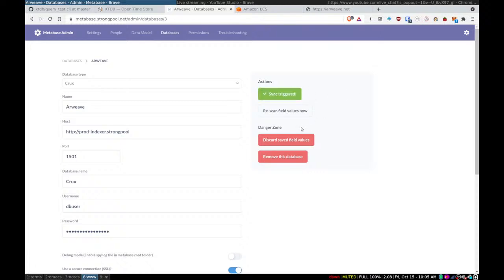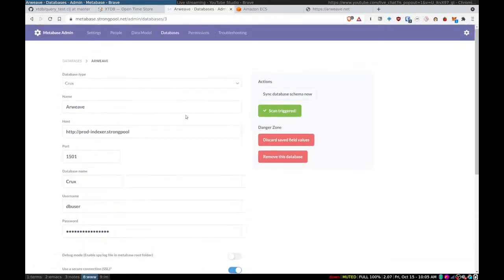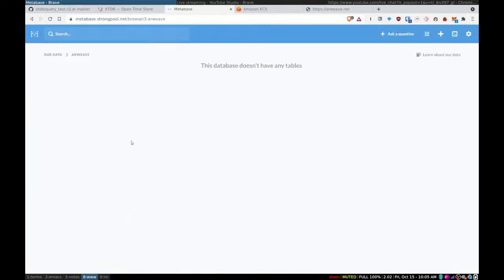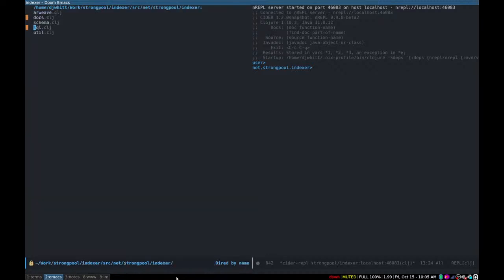Sync database schema. Rescan fields. Yeah, I don't know if I would see if there's an error here with that. But we'll just exit admin. So admin, go back to Arweave. No database tables. Okay, that's to be expected because I haven't loaded the SQL schema in yet. So we can do that.